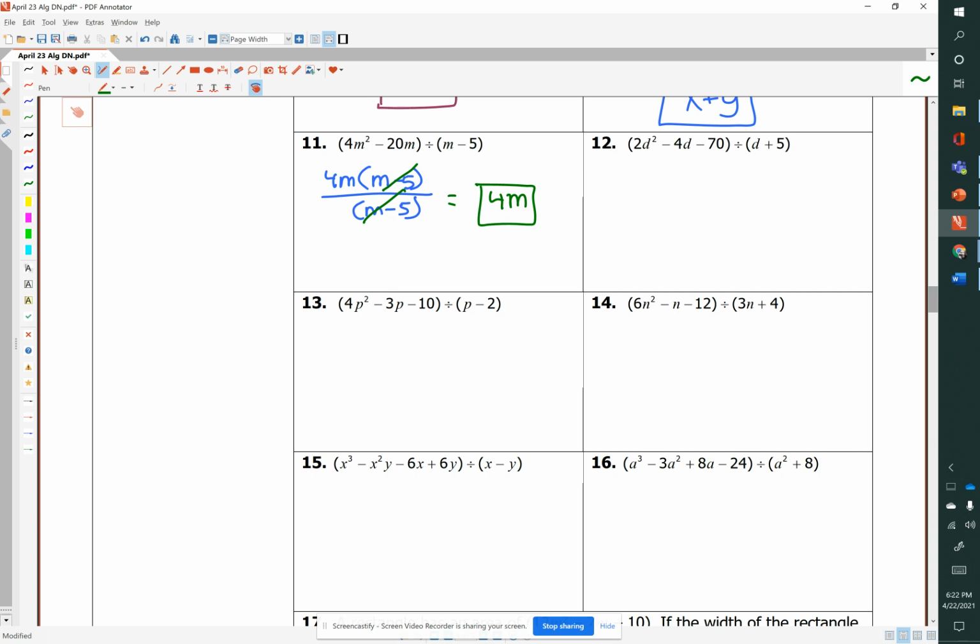Number 12, let's factor out a 2. We cannot factor out a variable. So 2d squared minus 2d minus 35 divided by d plus 5. So we need to factor d squared minus 2d minus 35, which factors to 2 times, and that would be d minus 7, d plus 5.